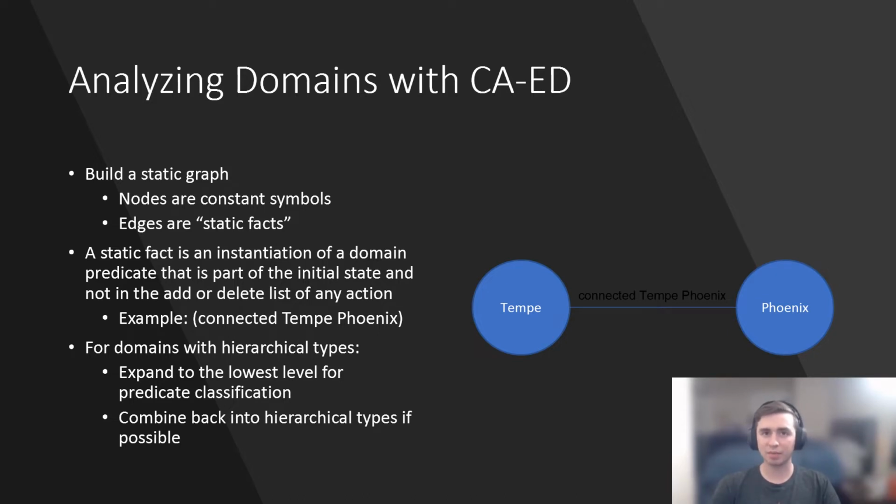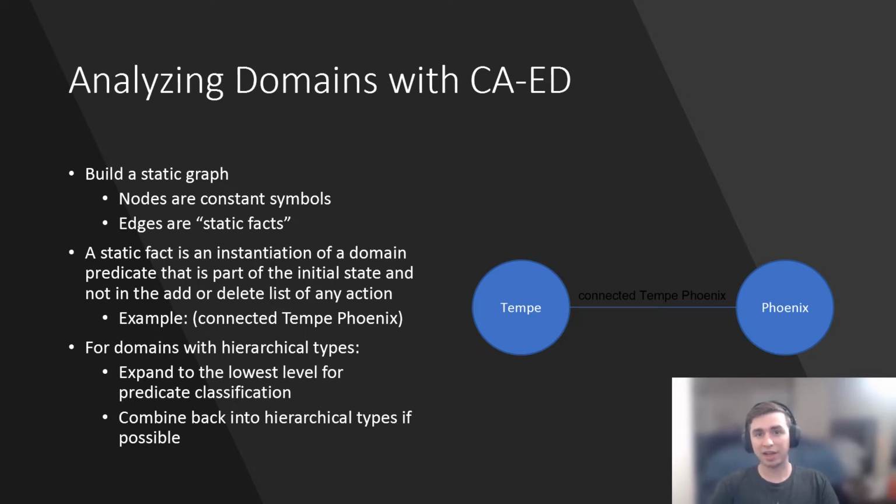This means taking predicates that take multiple types of a hierarchical nature and separating them into predicates that take the base types. And then finally, using this process to generate static graphs and combining them back into hierarchical types if possible. If all of the subtypes of one supertype have the same static graph, you can combine them. Otherwise, you'll have to keep them separate.